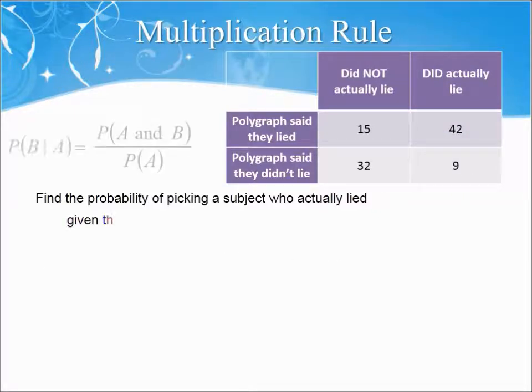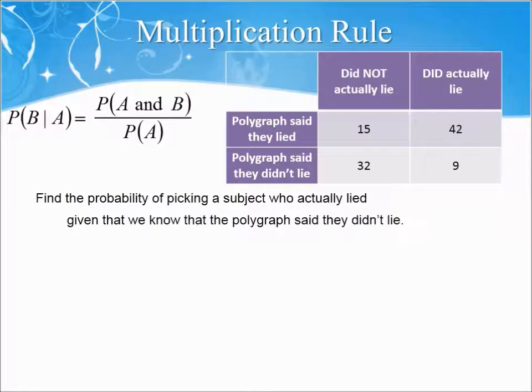Suppose now that we had added information. So we want to find the probability of picking a subject who actually lied, given that we know the polygraph said they didn't lie. Well, let's label our events now. I'm going to label the information that we now know, that is the polygraph said they didn't lie, as event A. And the event that we pick a subject who actually lied, I'm going to call event B. If we want to know the probability of B given A, we're going to use our formula.